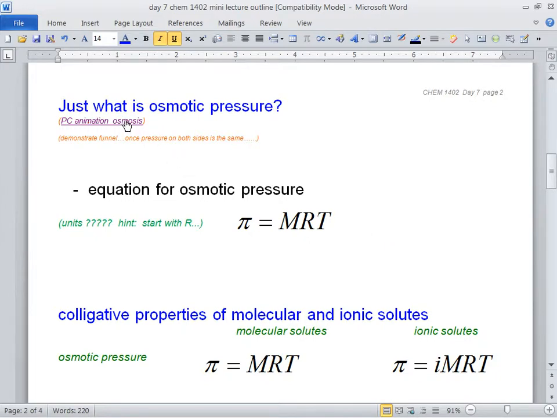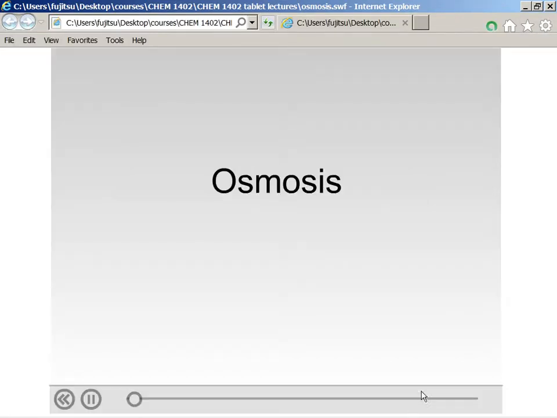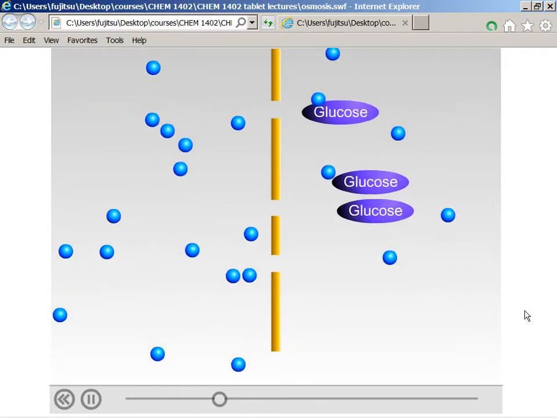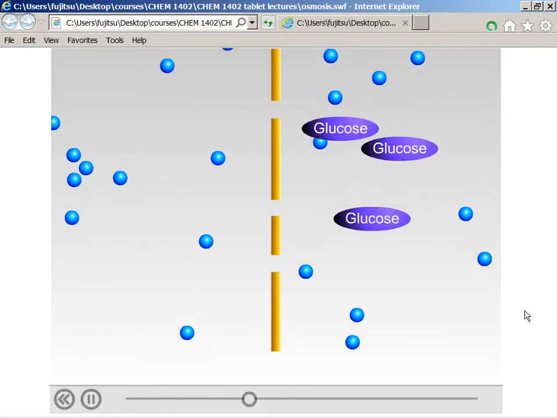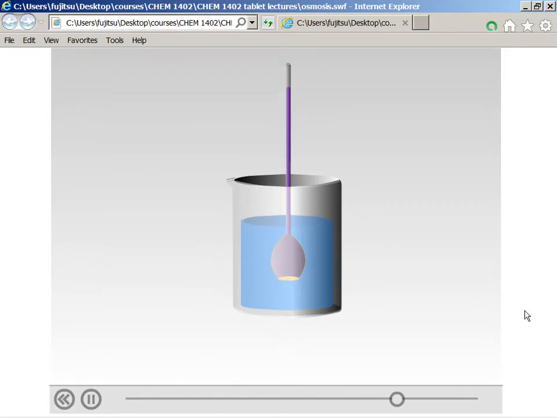Here's an animation of osmotic pressure. When two solutions with the same solvent are separated by a semi-permeable membrane, solvent molecules migrate through the membrane from the solution of low concentration to the solution of high concentration. A concentrated glucose solution is added to an inverted funnel with a semi-permeable membrane, and the funnel is placed in a beaker of pure water. Water flows from the beaker into the funnel. The upward flow of solvent stops when the pressure of the solution above the membrane equals the osmotic pressure, pi.